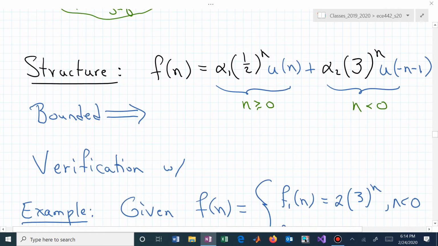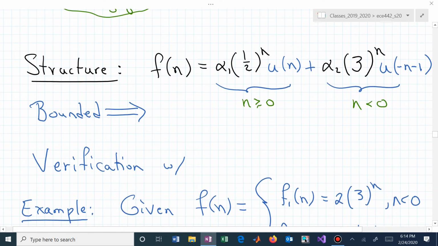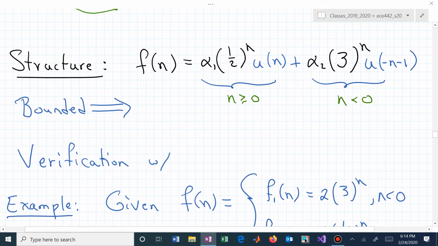Let's now verify that. Let's go the other way. Suppose we start with something that has this structure, and let's find its z transform. And then we'll be able to essentially start going back and forth. Yes?